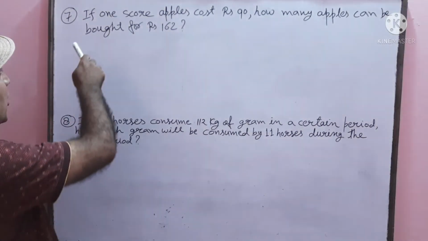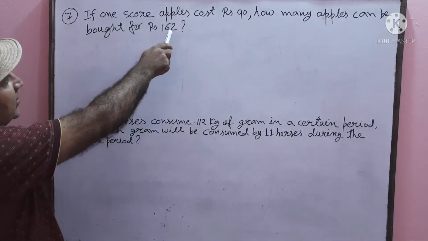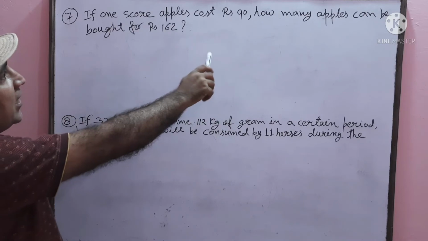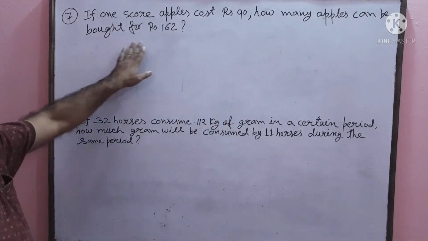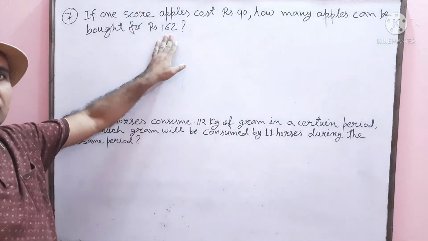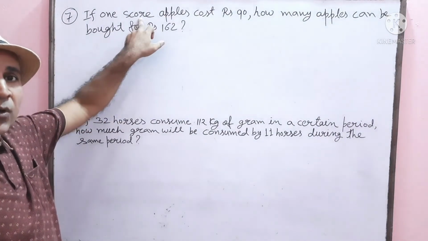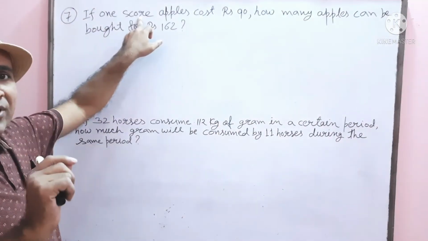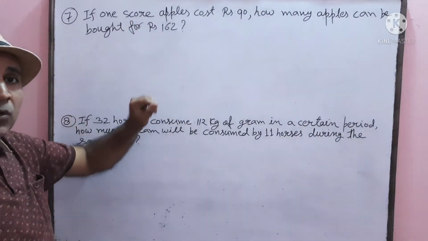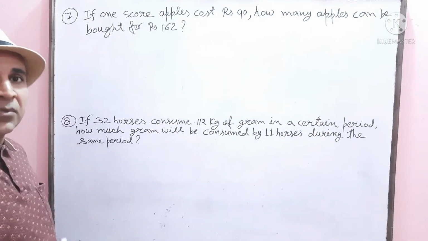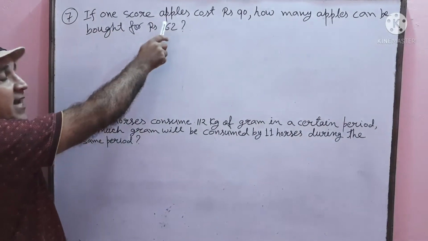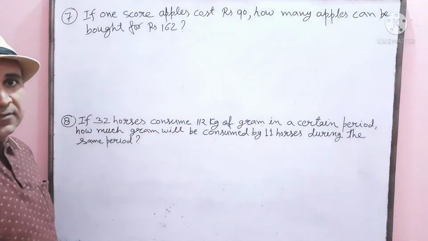Okay, see here, if 1 score apples cost rupees 90, how many apples can be bought for rupees 162? Children, do you know what is the number for 1 score? Like 1 dozen is 12, 1 score means 20. Remember this point. 1 score apples means 20 apples.